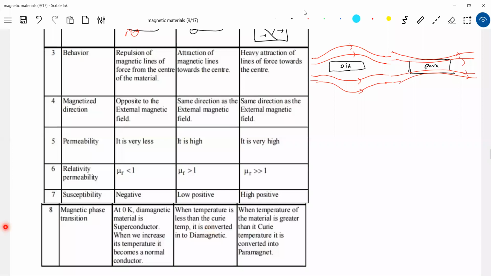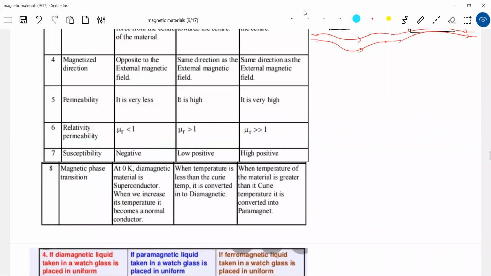And now, when you increase temperature, what will happen? When you increase temperature, it becomes a normal conductor. I'll explain later on this. I need time. When the temperature is less than the Curie temperature, it is converted into diamagnetic substance. So here, the curve, once again, I'll put it. The superconductor, I'll explain tomorrow because a lot of time is needed for that.